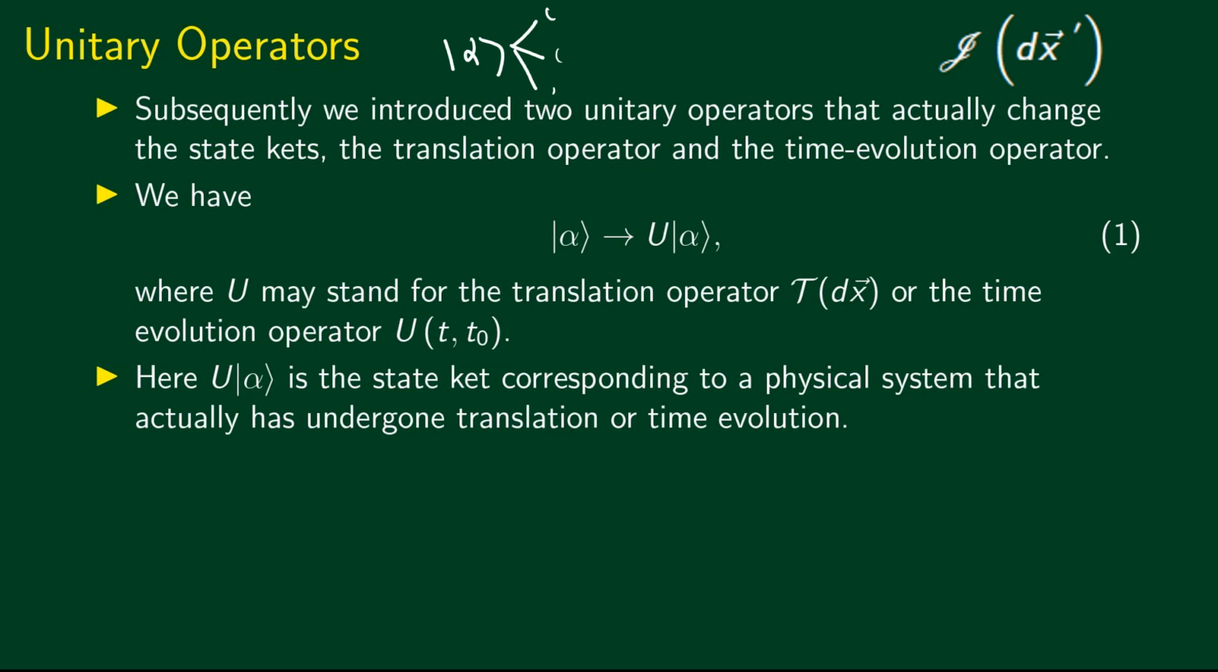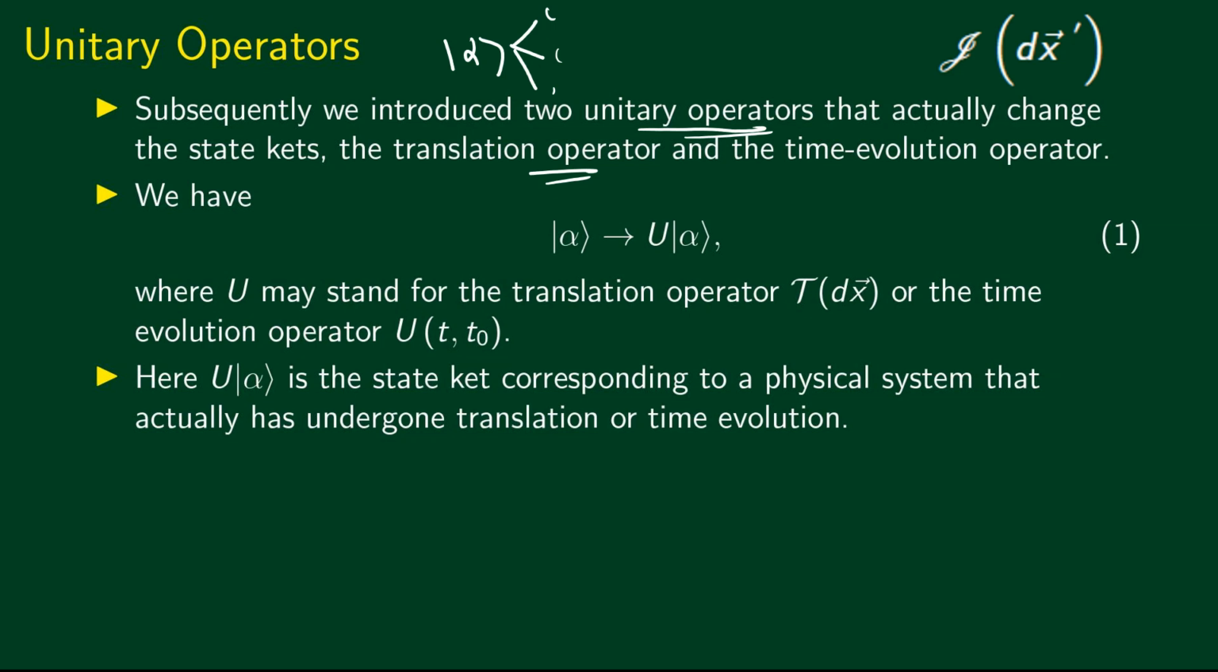And then we talked about two unitary operators that actually act on the state and change it. For example, we talked about the translation operator and the time evolution operator. In both cases, we had the state changing to another state. Here, U acting on ket alpha is the state ket corresponding to a physical system that actually has undergone translation or time evolution. In this case, U could either be the translation operator or the time evolution operator.